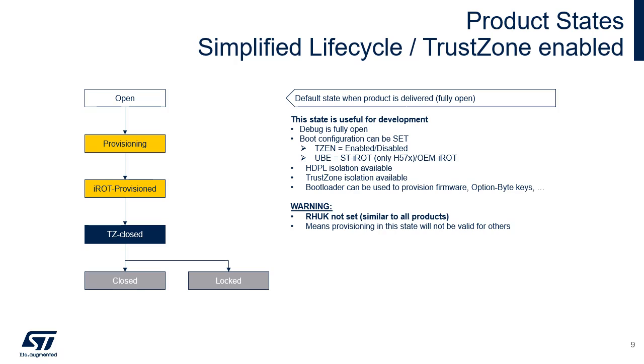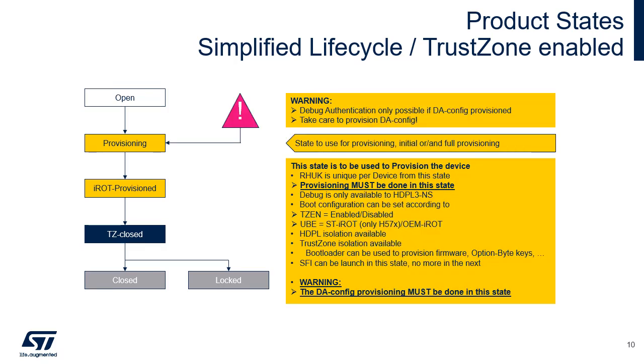Since the root hardware unique key or RHUK is not activated, provisioning in this state will not be valid for others. The provisioning state allows to manage the provisioning of the product, partial or full. The microcontroller is provisioned with ST security services in system flash, but can be configured to let the full control of the boot chain to OEMs. Security services are provisioned by ST in system flash, which is immutable. They provide the root of trust of the platform managing the verification and the update of the first updatable code or UROT. The root hardware unique key or RHUK is programmed in this state.